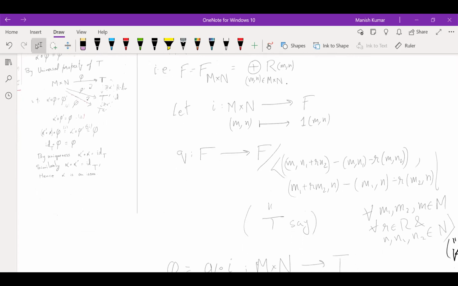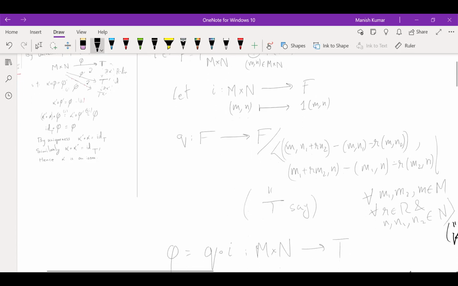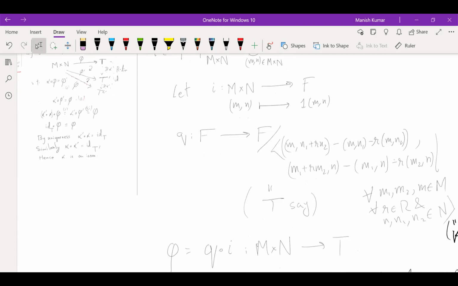So what is this quotient? You consider the submodule generated by these relations. You force bilinearity by going mod all the bilinear relations. So Q is the quotient map from F to F modulo the submodule generated by (m, n1 + r n2) minus (m, n1) minus r (m, n2).